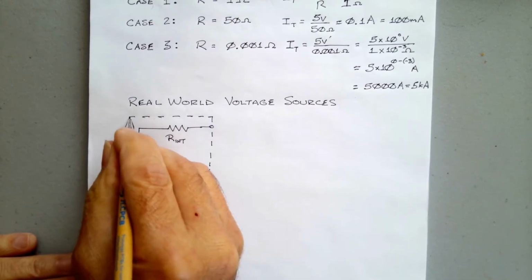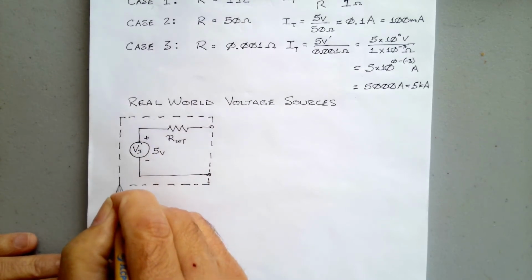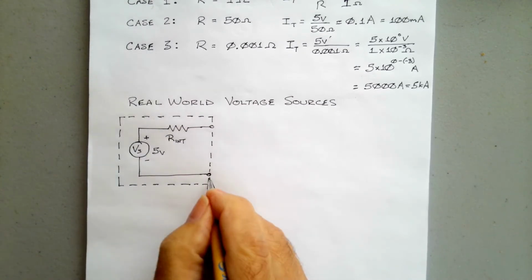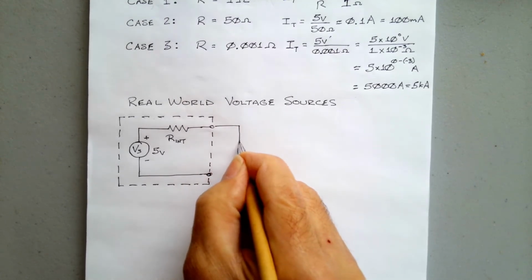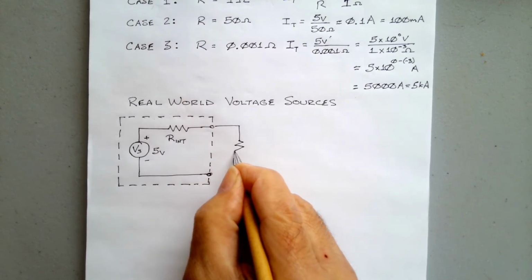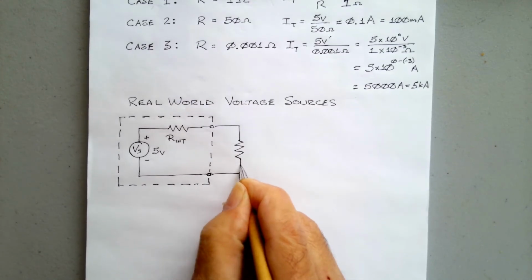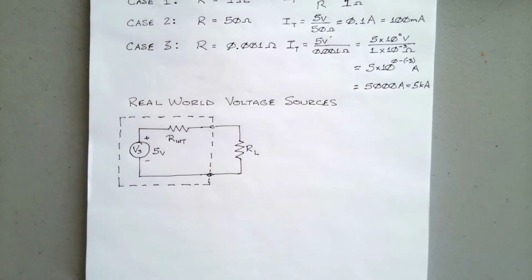If you will. And this is our real world voltage source. And we can characterize it in a couple ways. We can connect it to a load of R ohms, or why don't we call it RL as our load.